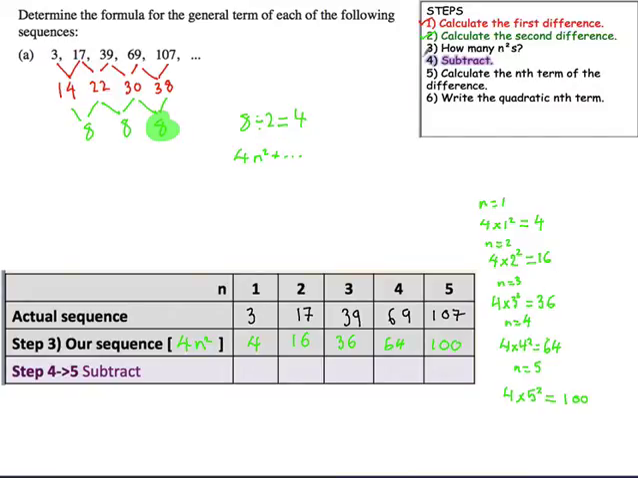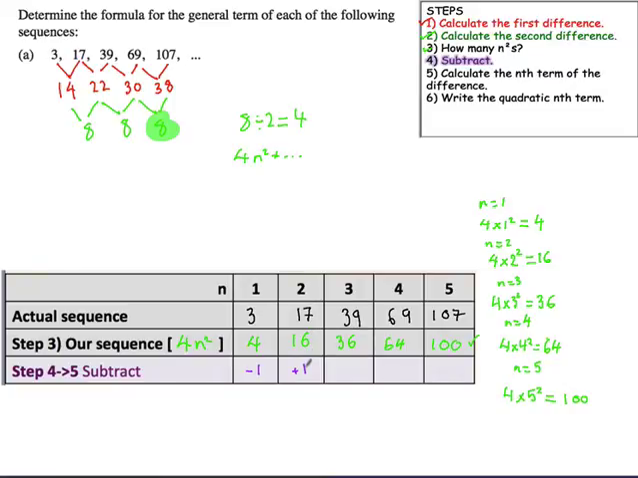Now the subtraction. So we've done how many n squareds there are, and we've done step 3 to work out our sequence. Now the subtraction: we need to subtract our sequence from the actual sequence. So 3 take away 4 is minus 1. 17 take away 16 is plus 1. That's why it's a bit weird having minus 1 and then plus 1.